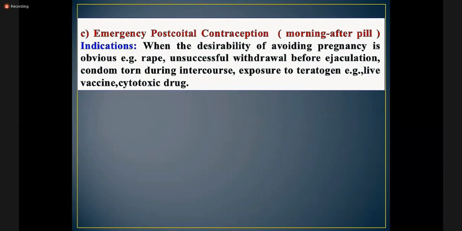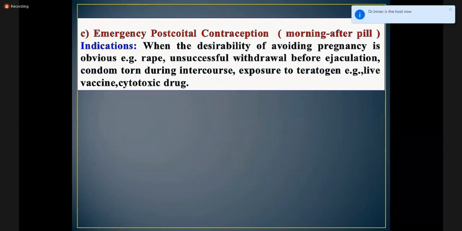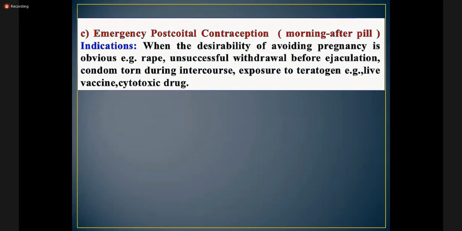Or norgestrel 0.75 milligram twice daily for 1 day, right? Okay, norgestrel or ethinyl estradiol, the combination, can be given, right? So these are the different preparations that can be given in case we have to use them as emergency postcoital contraception.